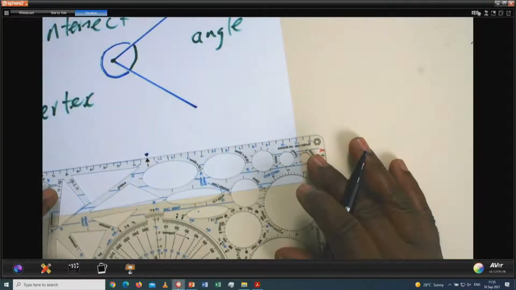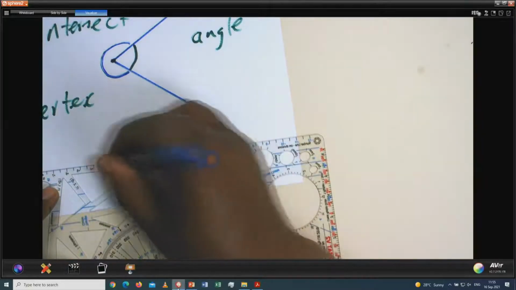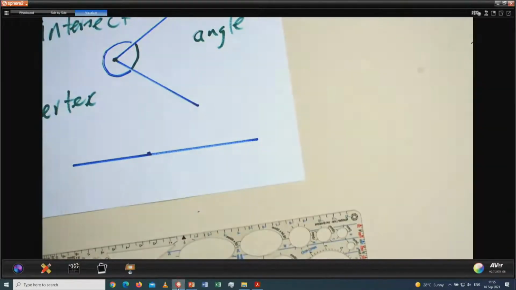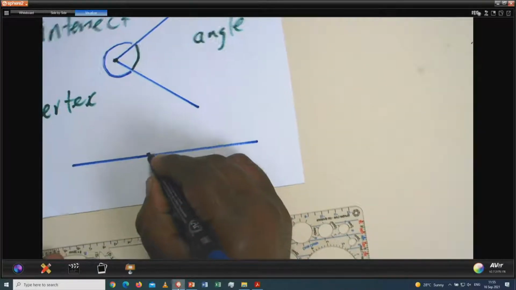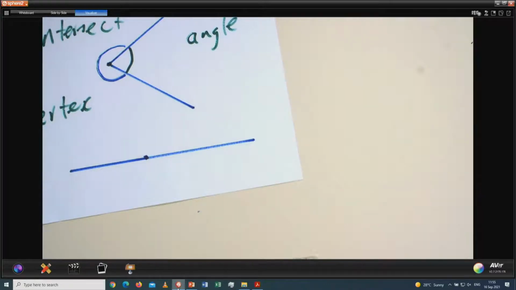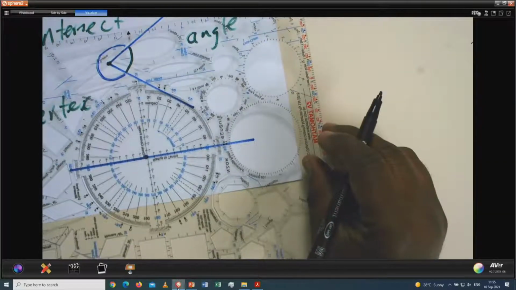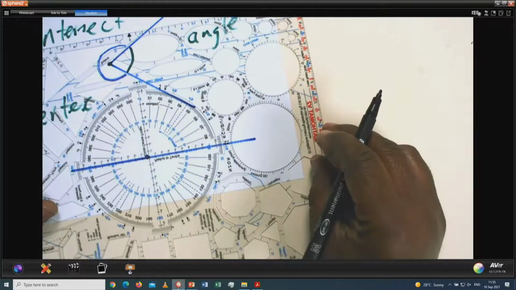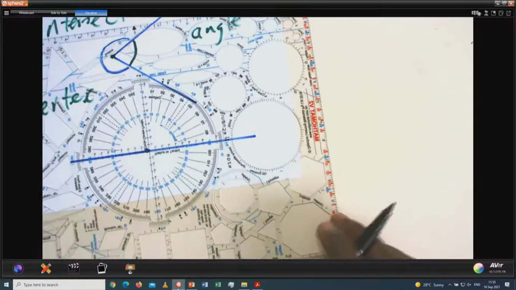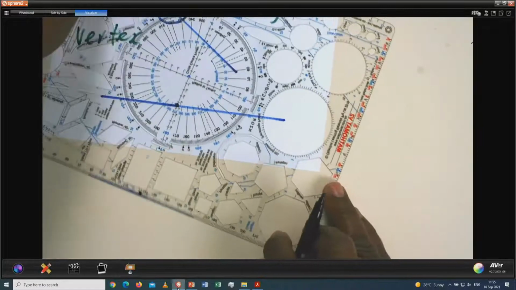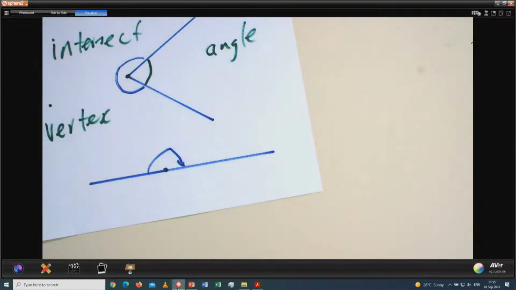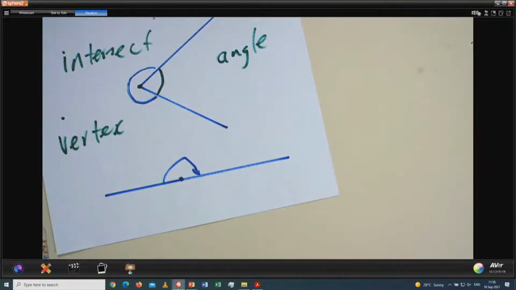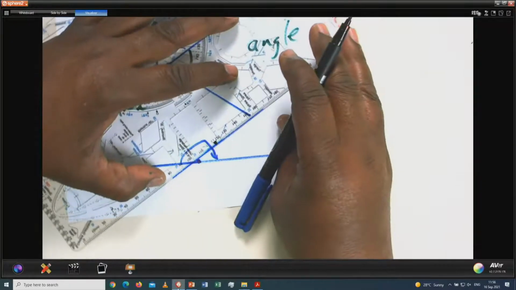Right? We could have drawn this line to come this side, and they meet at the vertex. Now, using our protractor, let's see our degree: there is 180 degrees. Your straight line gives you 180 degrees. That is your straight line. Now, again, we're talking about relationships.